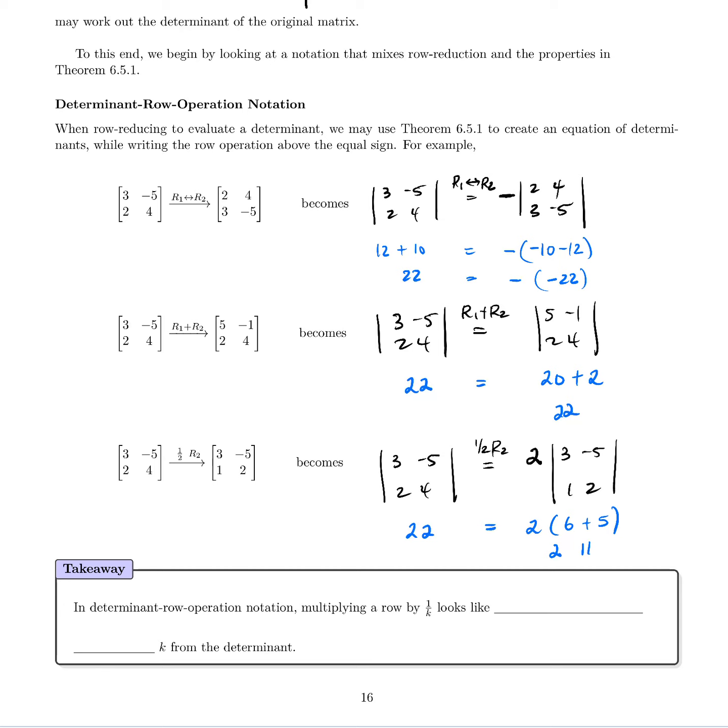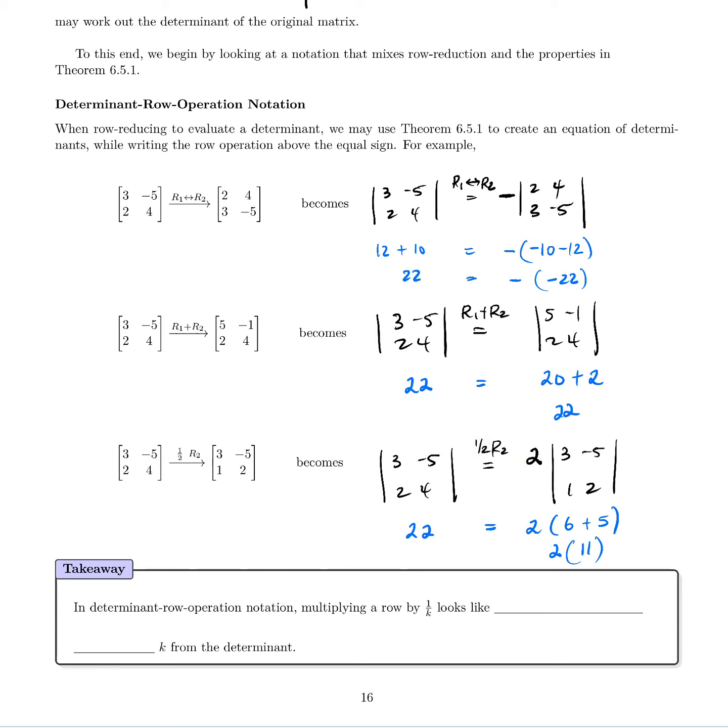Now I want us to notice a couple things. First of all, when we multiplied this by 1/2, the property from theorem 6.5.1 says that the determinant of the matrix that results gets multiplied by 1/2, right? So 22 times 1/2 is 11. That's true. But if we go in this direction, if we want to repair the damage to make this an equal sign, 22 has been multiplied by 1/2. To restore the equality, I've got to multiply by 2. Another thing to notice, this 2, that's the reciprocal of 1/2, right? 1 over 1/2 is 2, or 1 over 2 is 1/2. Those are reciprocals of one another.